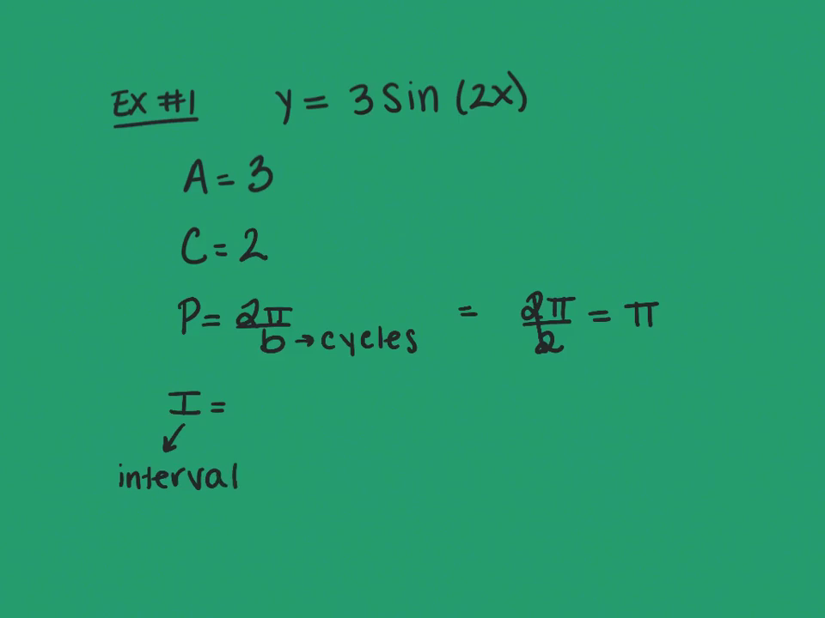Interval. Basically what interval means is this will give us our x-axis scale. This will tell us what we are counting by when we make a scale. We'll go over that in more detail later on in the next video, but for now I just want to be able to find the interval. And the definition or formula for interval is period over 4.